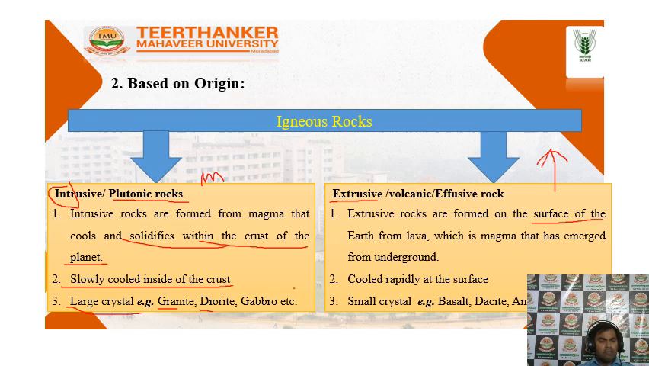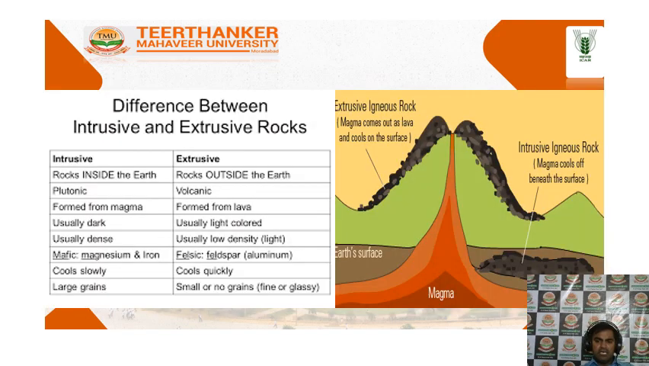So that is why it is cooled rapidly, because at night the temperature is less, in the daytime the temperature is high, but it is an open environment here and everything comes on the surface. So that is why it is very rapidly cooled at the surface, and small crystals are found in this rock. For example, basalt, dacite, andesite, these are some examples of the igneous rocks.